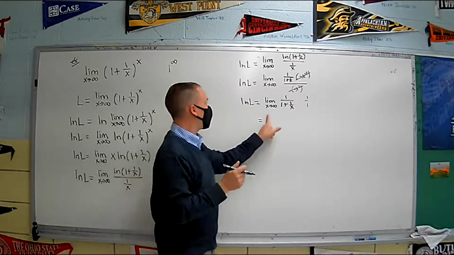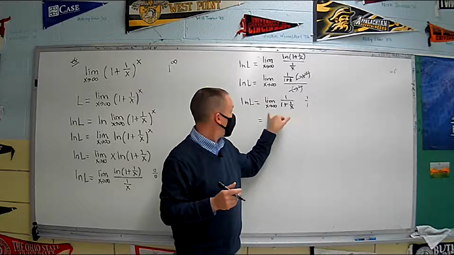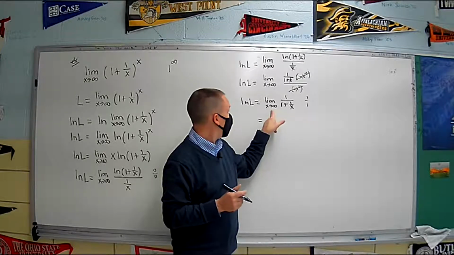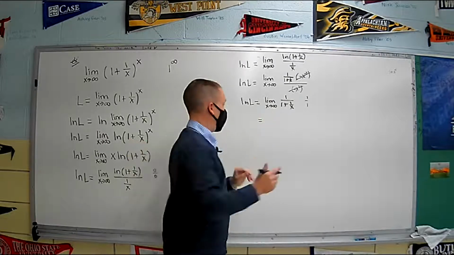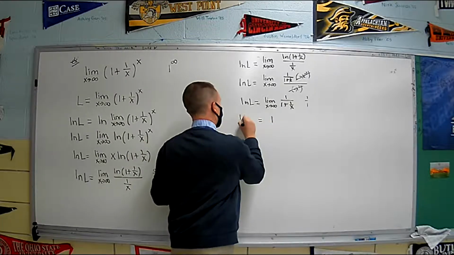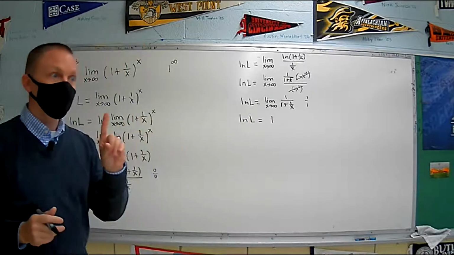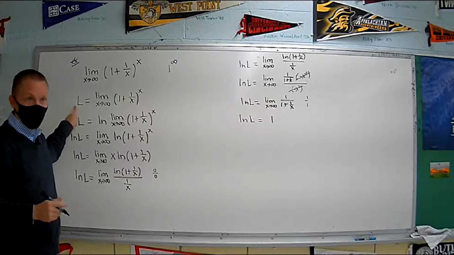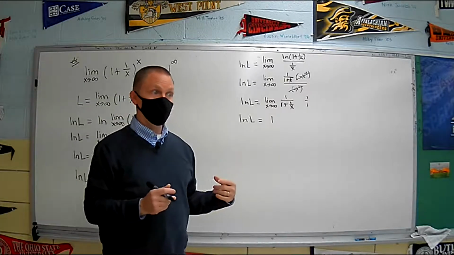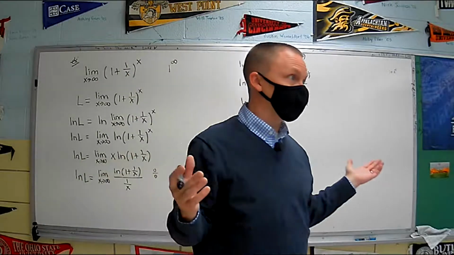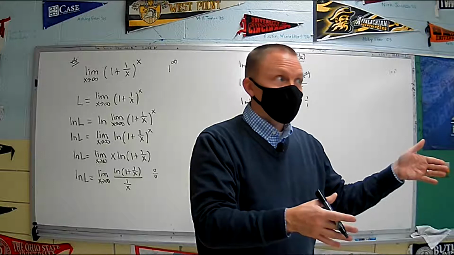So the right side of this, after I compute this limit, what do I get? The right side is approaching 1, right? So that's 1 there. Now that's not the answer to the problem, because if you remember, the answer to the problem was L. And what we just solved for was the natural log of L. So how do I figure out what L is? The natural log of L equals 1. So what's L?